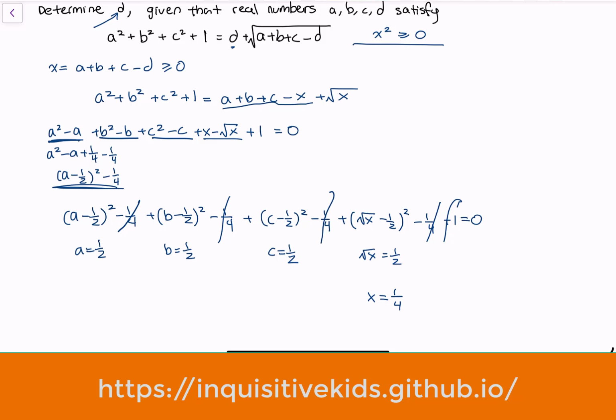Now let's use what we know to solve for d. Earlier we said that x was equal to a plus b plus c minus d. So d is equal to a plus b plus c minus x. So we have a plus b plus c minus x. And that gives us 3/2 minus 1/4, which is 5/4. So it turns out d is equal to 5/4.